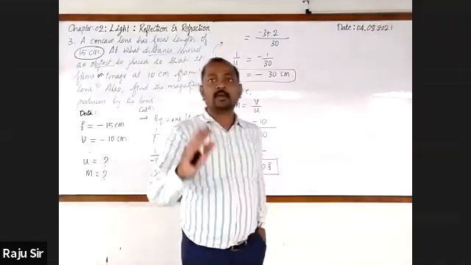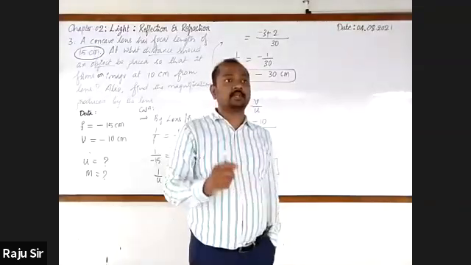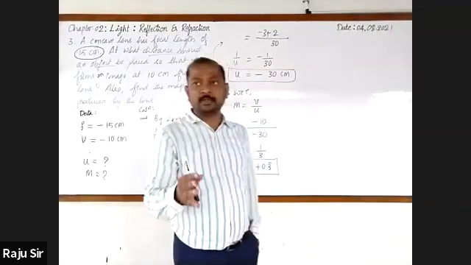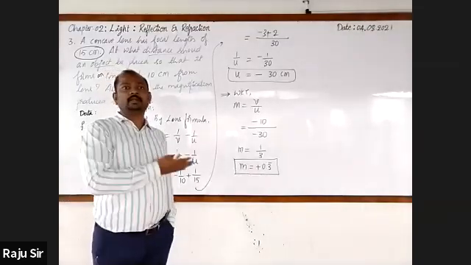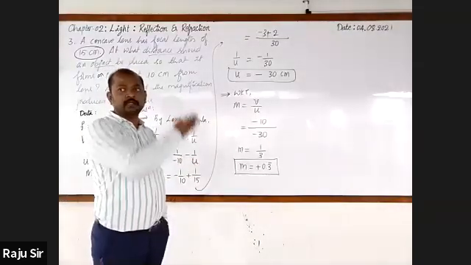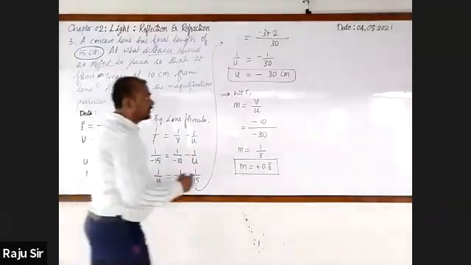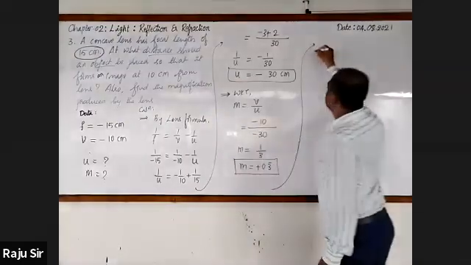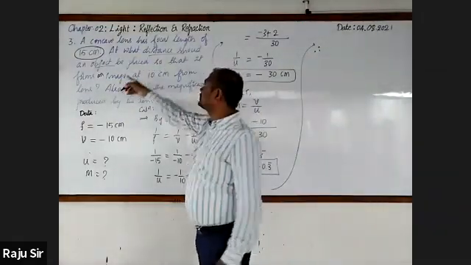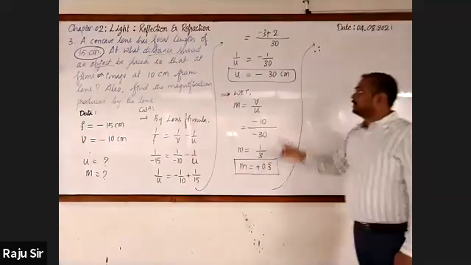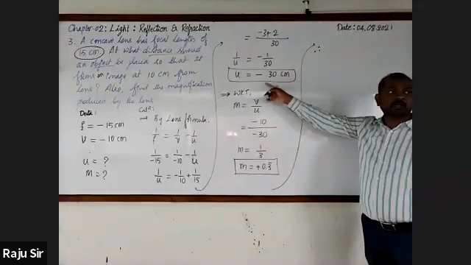Very good. Magnification will always indicate the nature of the image formed. If positive comes, it is virtual and the image will also be erect. So it is virtual and erect. So let us write the conclusion. For the first one, at what distance should an object be placed? The object should be placed at a distance of 30 centimeter from the lens.